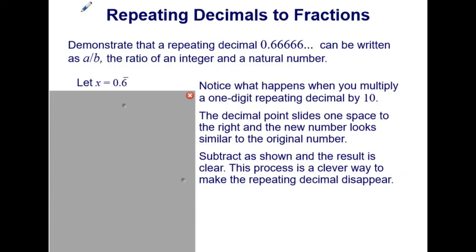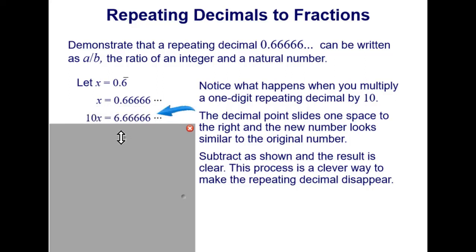Now we can demonstrate this back and forth as many times as we want with any rational number, but let's see a couple examples, starting with the repeating decimal 0.666666. Let's see how that can be written as a over b, the ratio of an integer and a natural number. Let x equal 0.6 repeating, which is saying that x is equal to 0.6666666666. Now, let's notice what happens when we multiply a one-digit repeating decimal by 10. 0.666666 times 10 is 6.666666. The decimal point slides one space to the right, and the new number looks similar to the original number. So now we have 10x equals 6.666666.